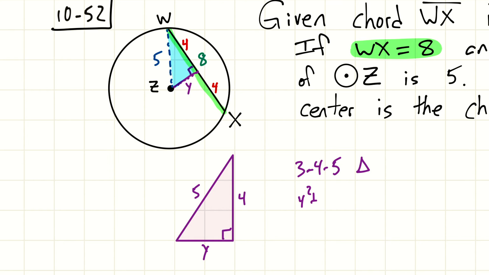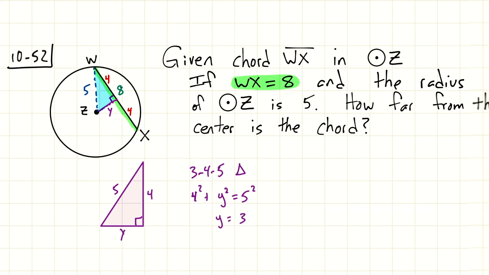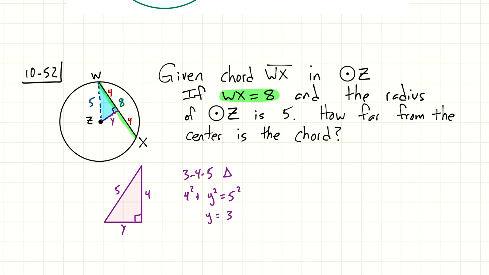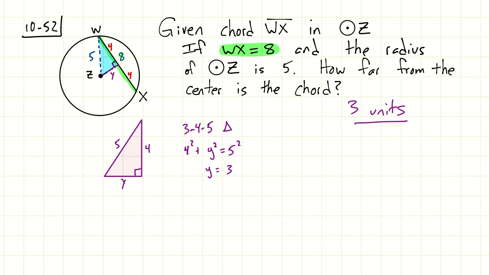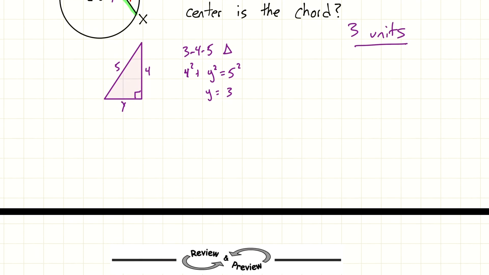4 squared plus y squared equals 5 squared. So if we solve this, y will equal 3. Then how far from the center is the chord? We would say it's 3 units. So this circle problem really just became a right triangle problem, a Pythagorean theorem problem, which, like most circle problems, ends up not really being a circle problem.